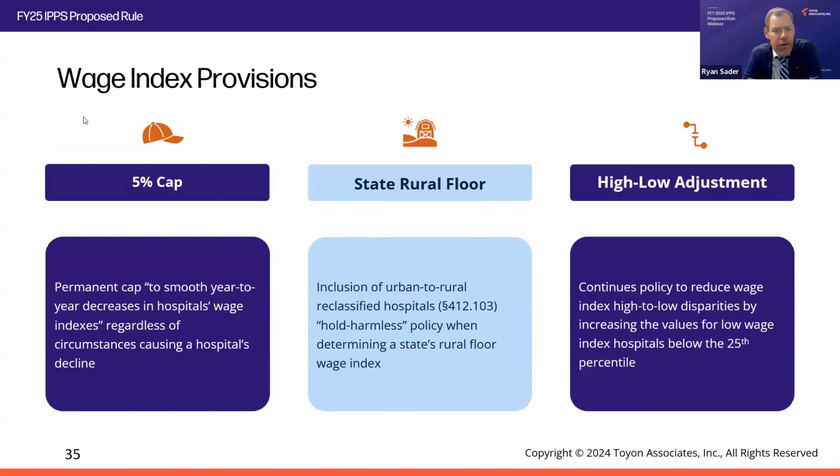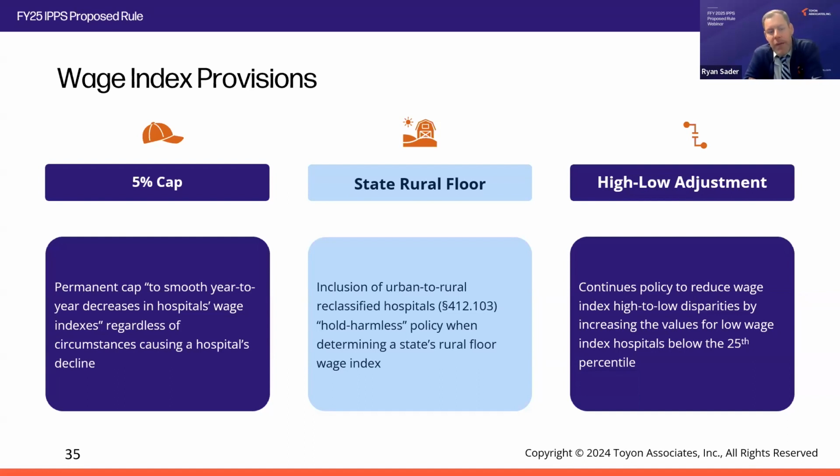All right, let's keep moving along here. Okay, so this slide, I don't even think we changed it from last year, because it's these, what I'll call special wage index provisions that are still in play. The 5% cap I've been talking about, that's permanent now, to where your wage index cannot drop more than 5% from the prior year. State rural floor, this changed last year in terms of the inclusion of these rural two-step hospitals, as we call them, and this quote-unquote hold harmless policy.